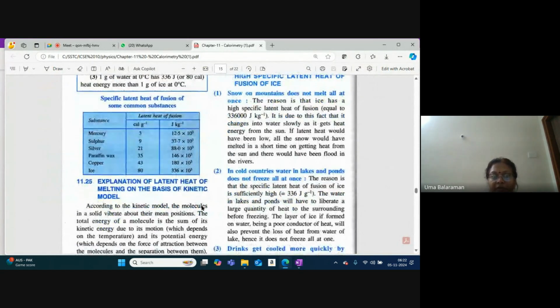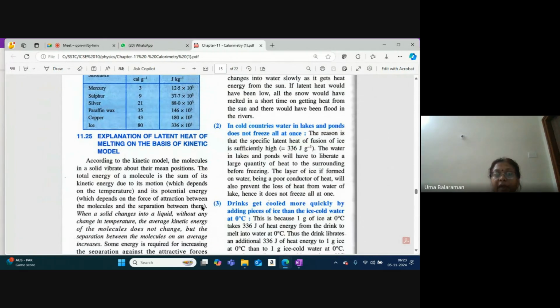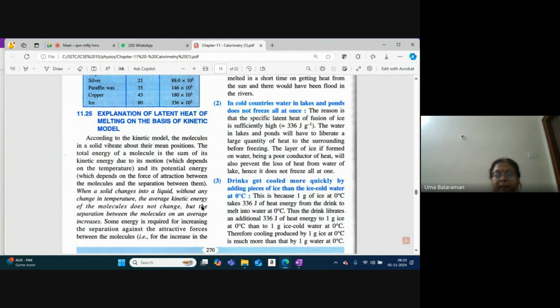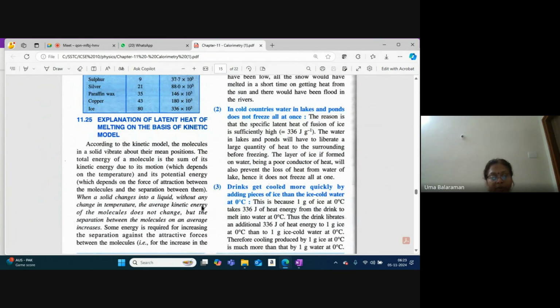Okay, explanation of latent heat of melting on the basis of kinetic model. So what is kinetic model? According to kinetic model, molecules in a solid vibrate about their mean position. So if you take an ice cube also, water molecules are present in solid form. They vibrate about their mean position.